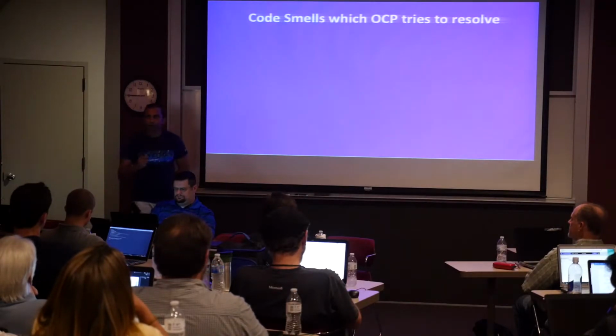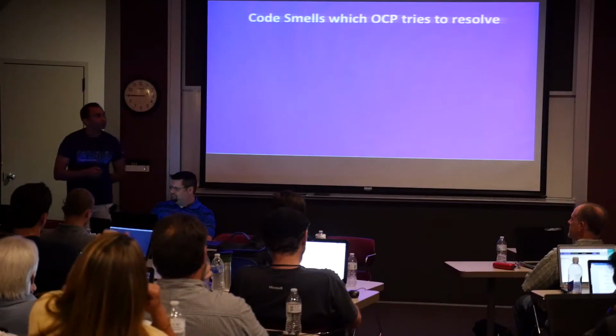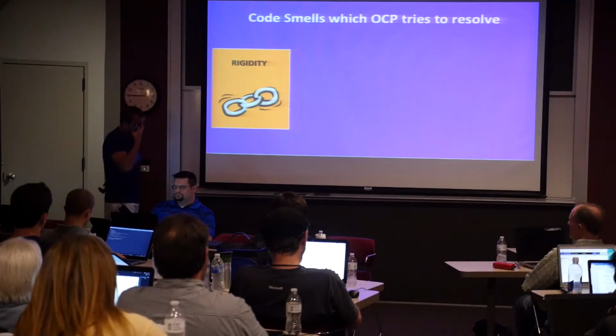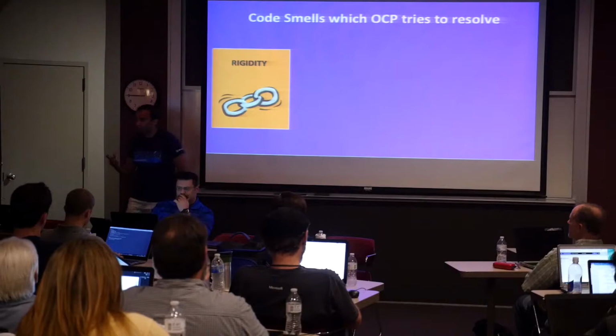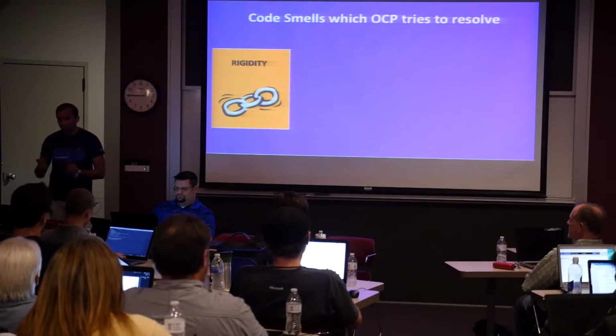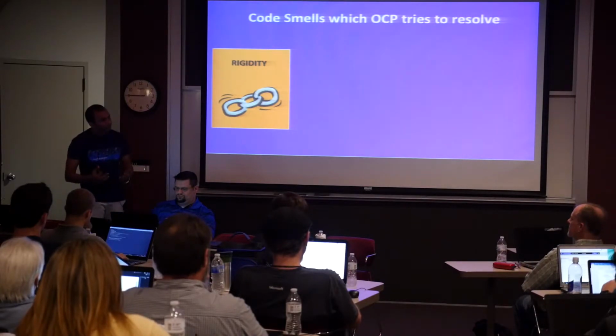So what are these code smells which we are talking about? Blake talked about those. He made use of those terms, but we will try to see what are the different code smells which stand out. The first one is rigidity. If you have interconnected, tightly coupled modules, what's going to happen if you make changes to them?